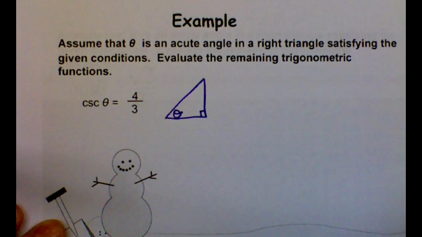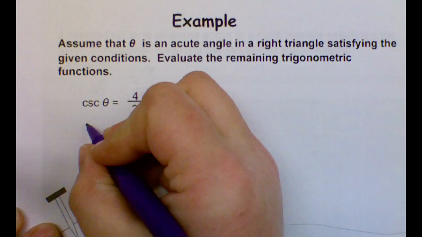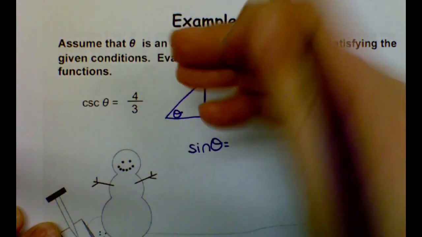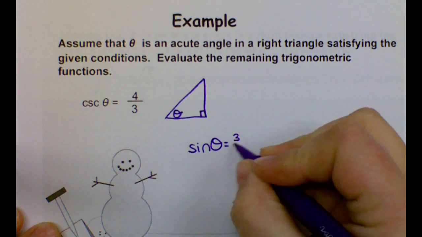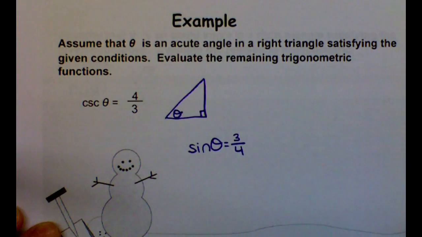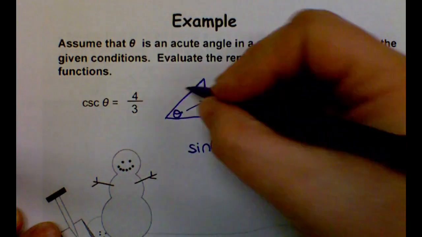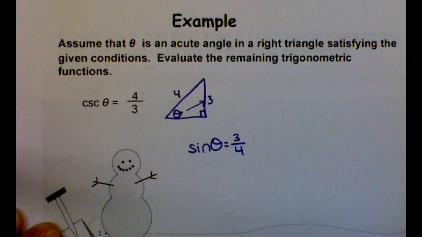Remember, cosecant lines up with sine, so we actually can go straight to the sine of theta is the reciprocal, so it's 3 over 4. Well, sine is opposite over hypotenuse, so our opposite is 3. Our hypotenuse is 4. Now we can find that missing side.